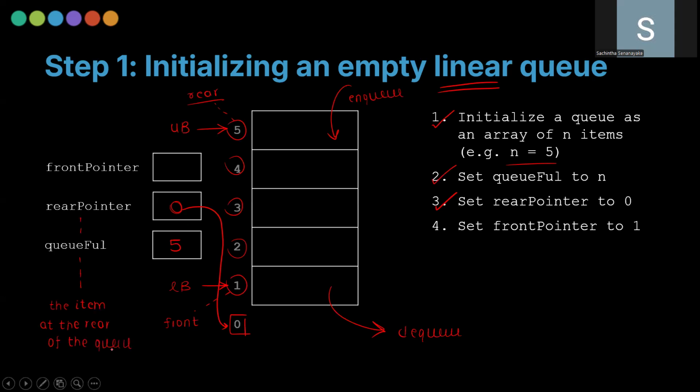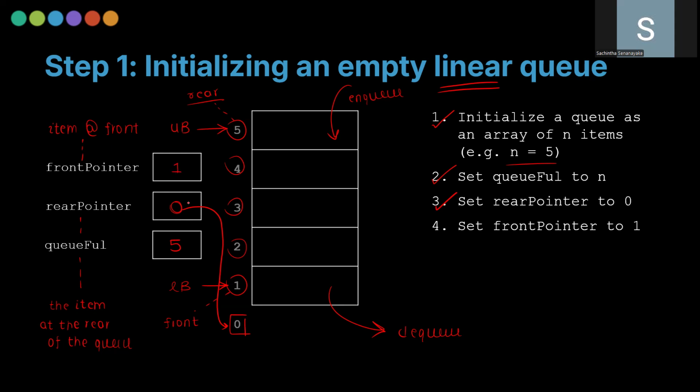So in this case, we don't have any items, which is why rear pointer is 0. But if we add any items, the item that is currently at the rear of the queue will be what rear pointer points to. And front pointer similarly will be pointing to the front of the queue, in other words, the index of the item at the front of the queue. But of course, right now, since there's no front to the queue either, we'll be setting front pointer to 1.